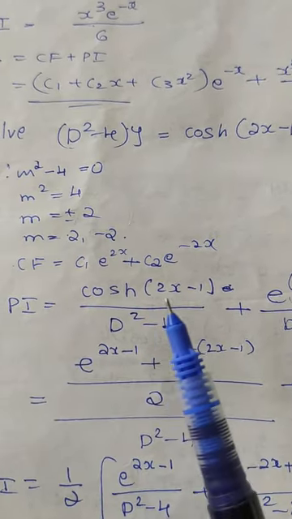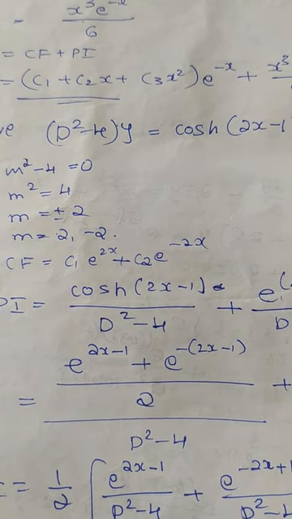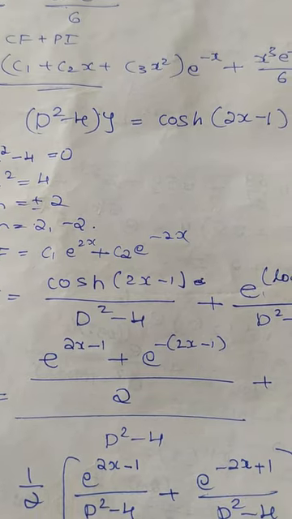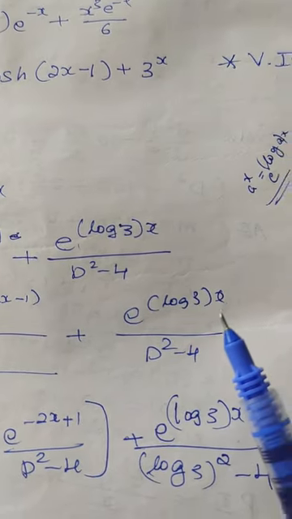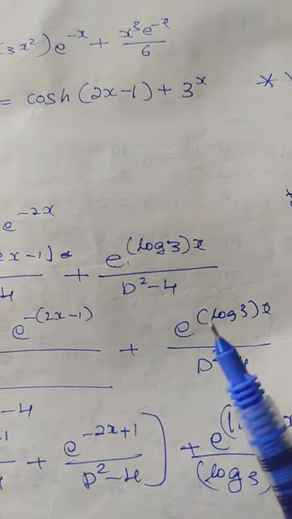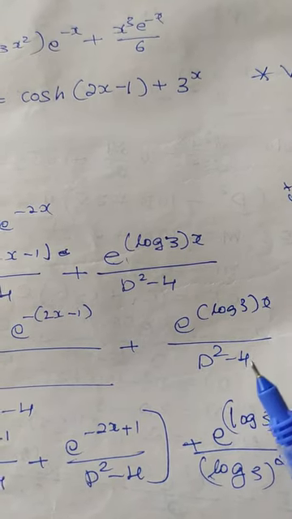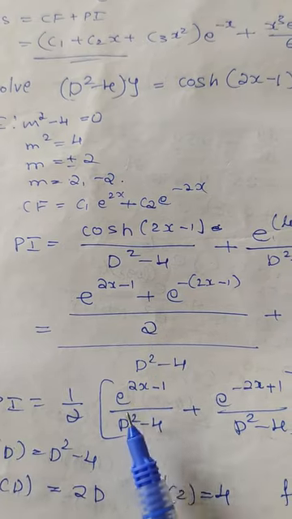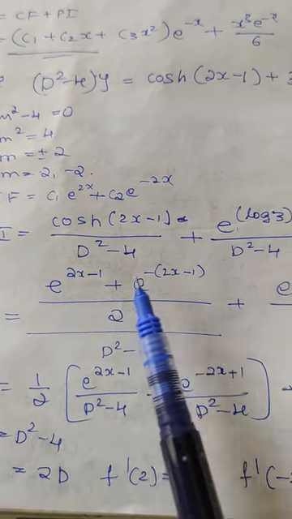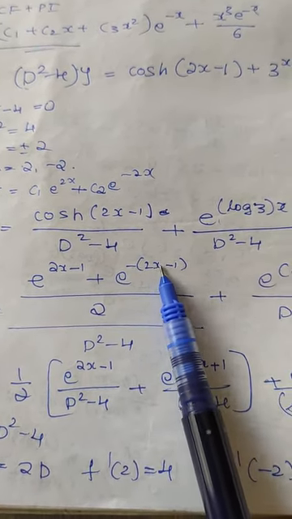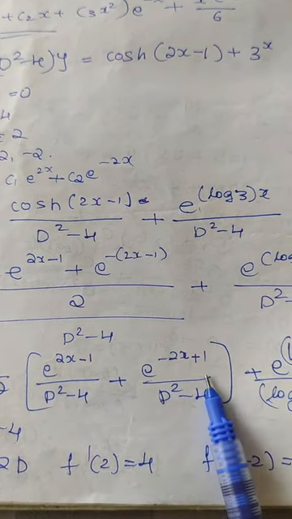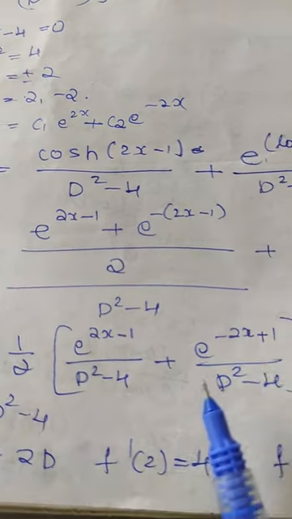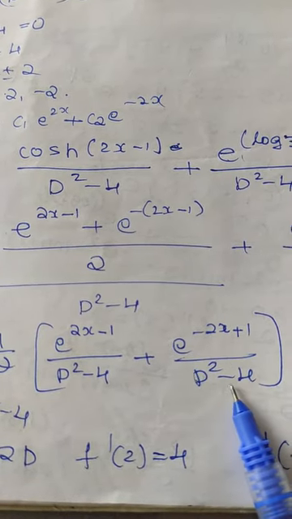Now cos hx can be written by using exponential function as e power 2x minus 1 plus e power minus of 2x minus 1 divided by 2. And RHS, sorry, second term, e power log 3 by 2 divided by d square minus 4. Here, take 1 by 2 outside. Then we get 2 terms. This is your first term, second term. But in the second term, multiply with negative sign, minus 2x, it becomes plus 1. Okay. Here, replace d by 2. In the second term, replace d by minus 2.